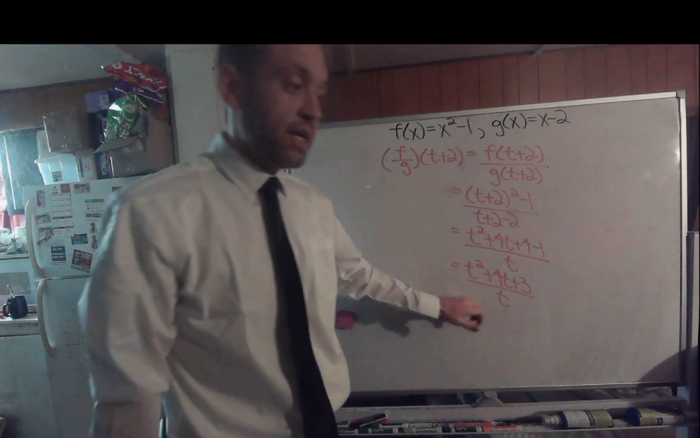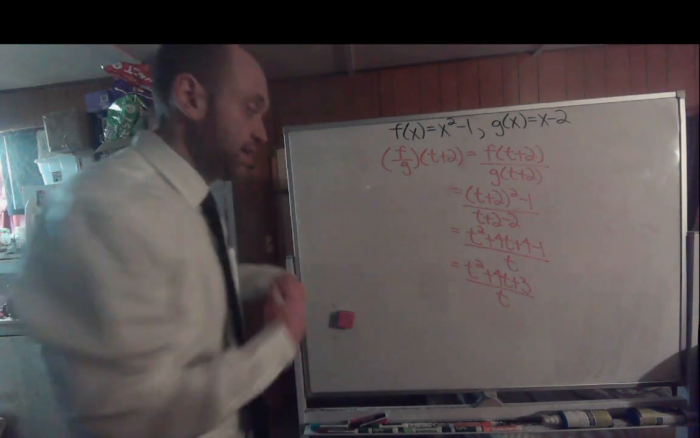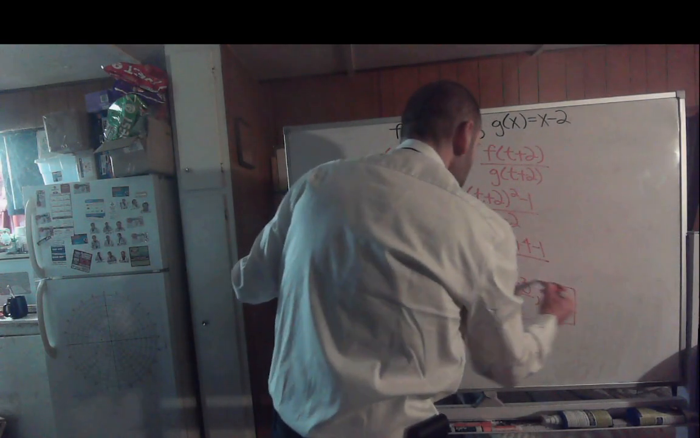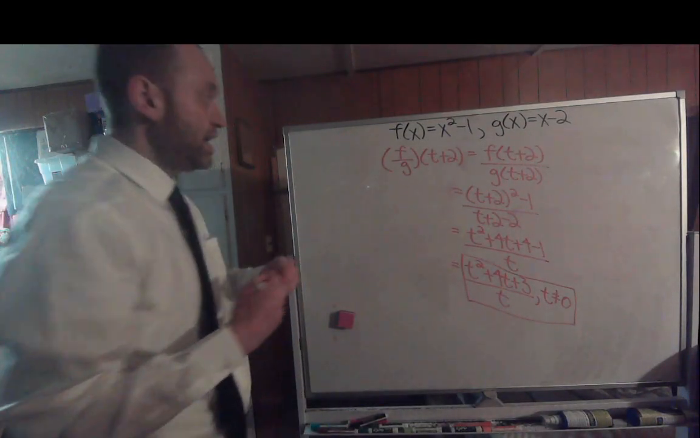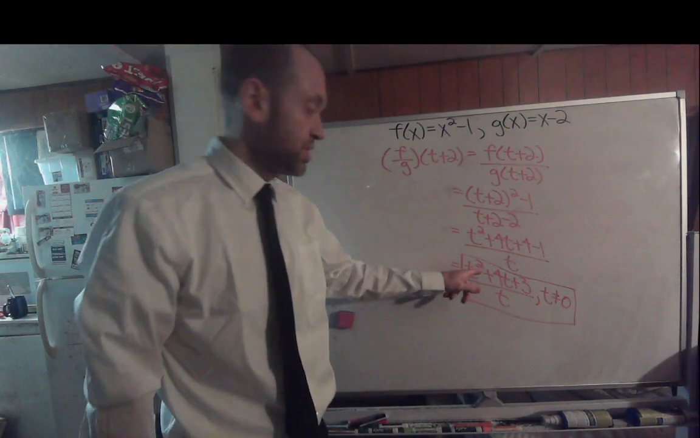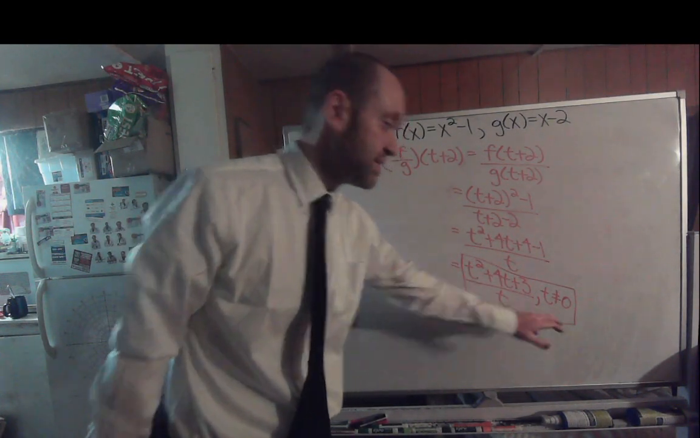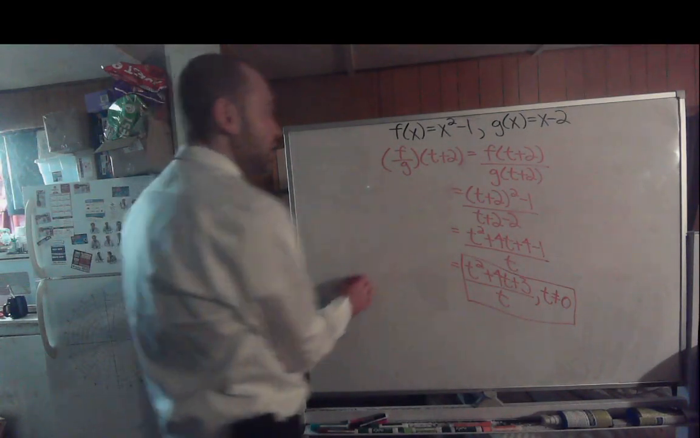but there's just one problem. We have a denominator of t, which means t can't equal 0. So f divided by g of t plus 2 is equal to t squared plus 4t plus 3 divided by t, where t does not equal 0. Alright, so I think you've seen enough combinations. Now let's go on to compositions. That also may ring a bell from Algebra 2.